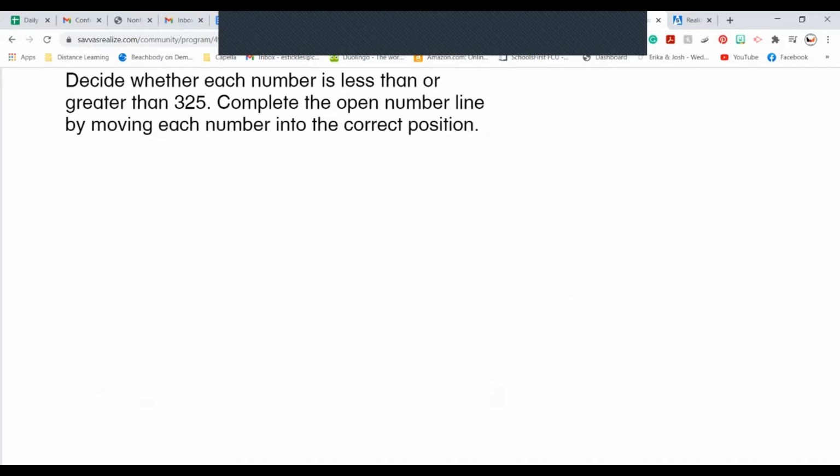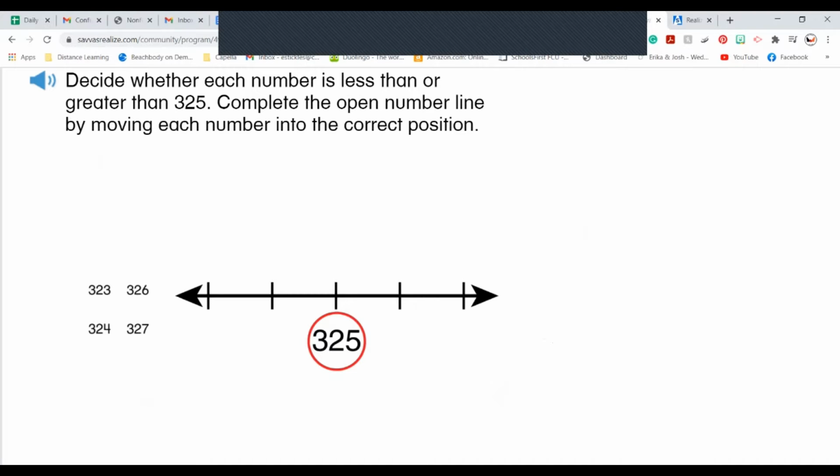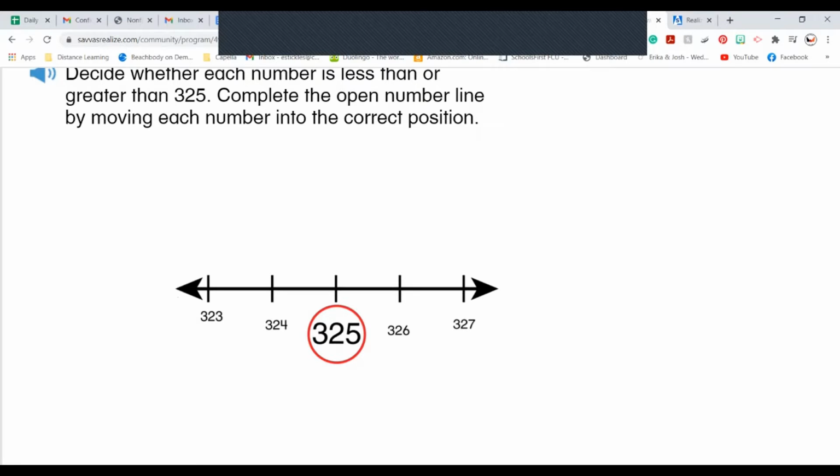Let's try it. Decide whether each number is less than or greater than 325. Complete the open number line by moving each number into the correct place. So if we are at 325 and we want to go one less, we would be at 324. And then one less than 324 would be 323. Now, if we wanted to add one more to 325, that would be 326. And one more would be 327.